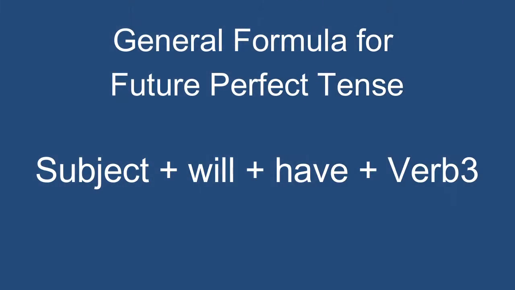Let's have a look at some more examples now. First, let's look at the general formula for future perfect tense. It is subject plus will plus have plus the verb 3, or the past participle of the verb as it's otherwise known.